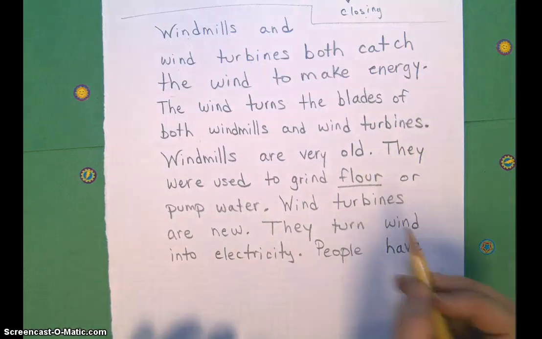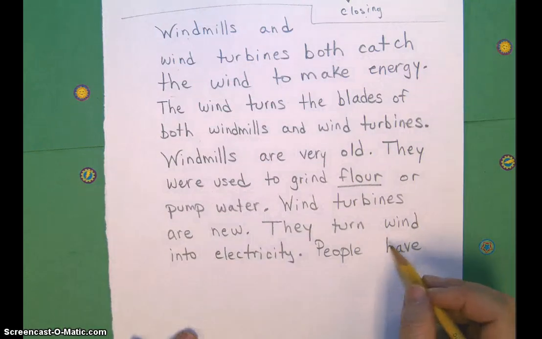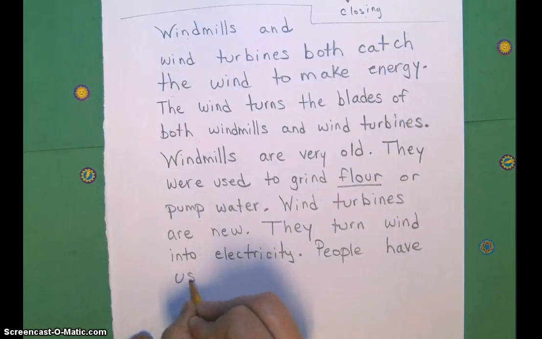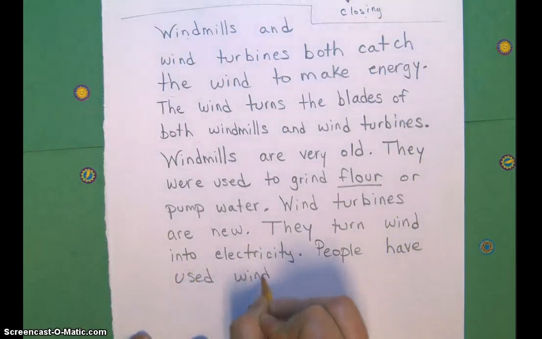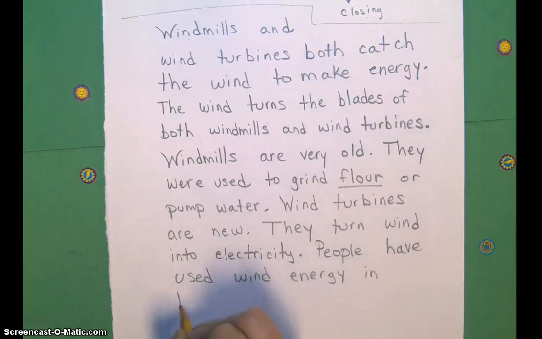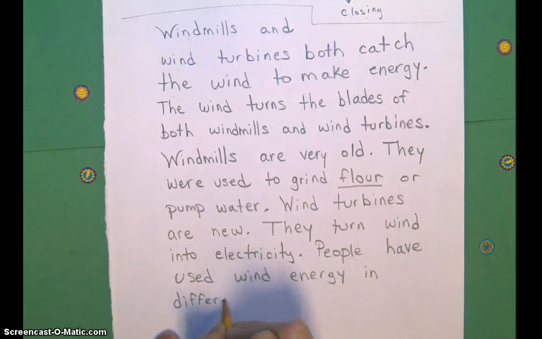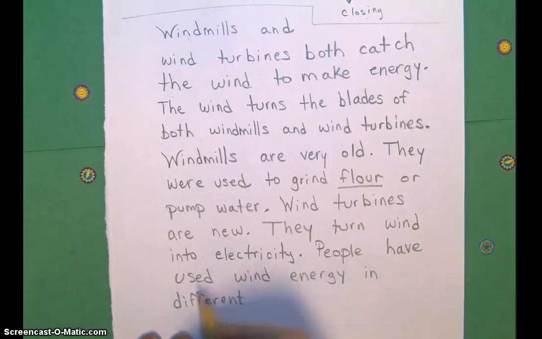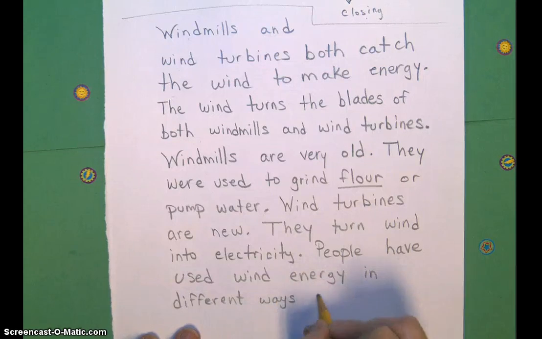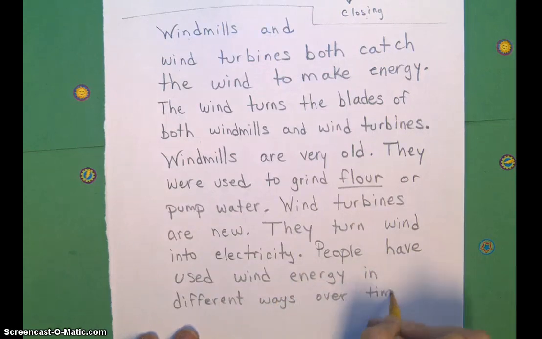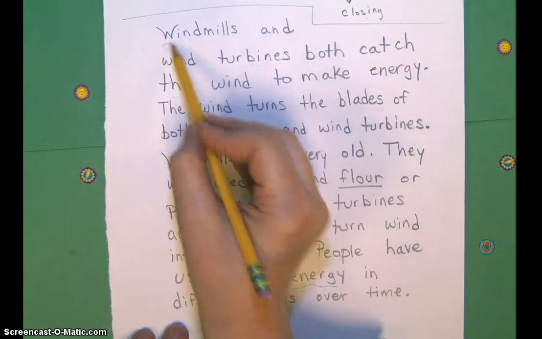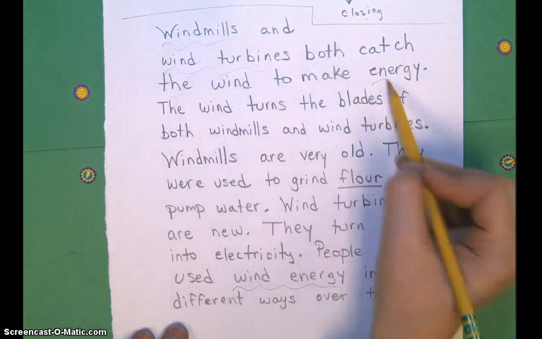Or people use energy from the wind in different ways. People have used wind energy in different ways over time. Because we're talking about old and new, I'm going to go with this last one. People have used wind energy in different ways over time. You can do your own closing. It should definitely have wind energy in it because that's what we're talking about. And your opening should definitely have windmills and wind turbines and energy.